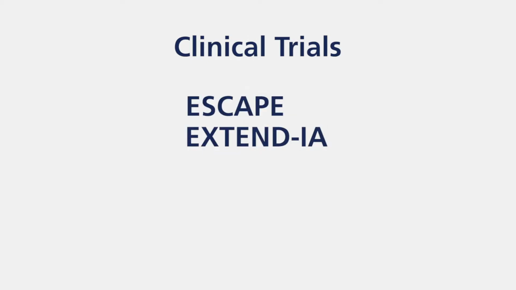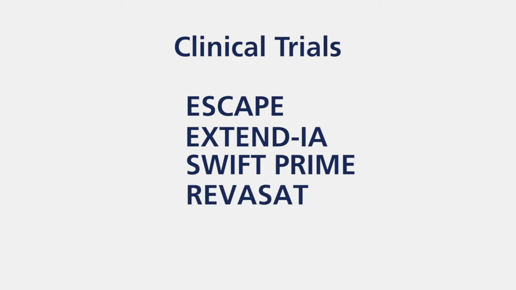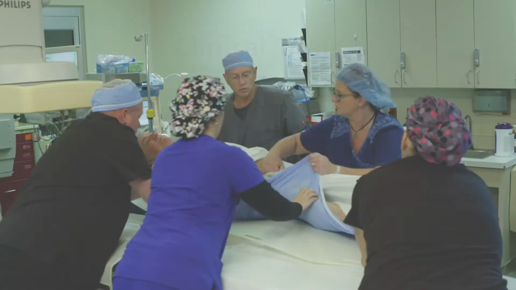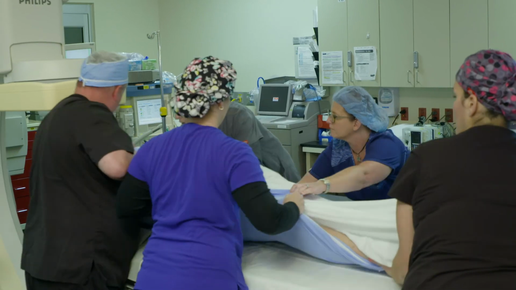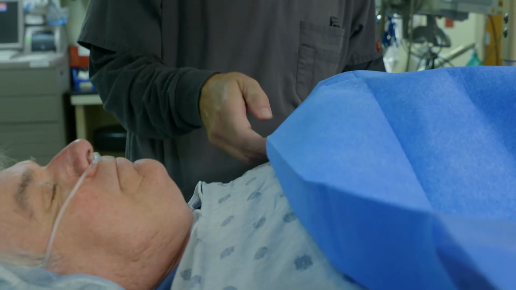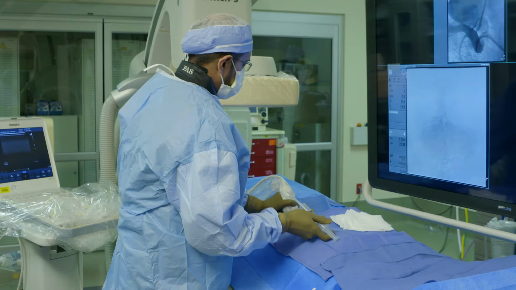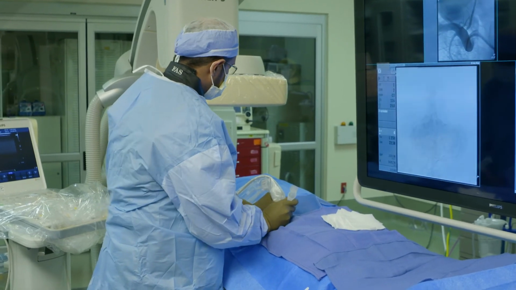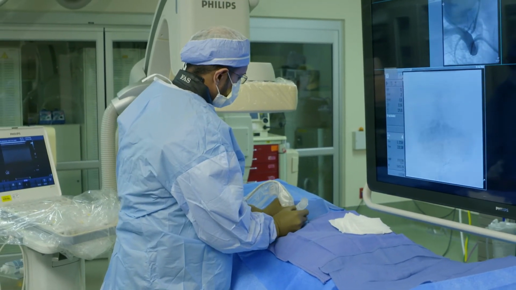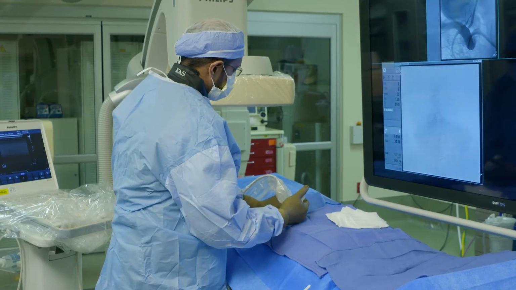Clinical trials such as ESCAPE, EXTEND-IA, SWIFT PRIME, and REVASCAT, to name a few, have achieved approval of endovascular treatment and thrombectomy for ischemic strokes with or without IV TPA if within 6 hours of the onset of stroke symptoms. Prior studies have indicated a clinical advantage to performing thrombectomy within 6 hours of stroke onset, with decreasing clinical benefit as time to thrombectomy increases.